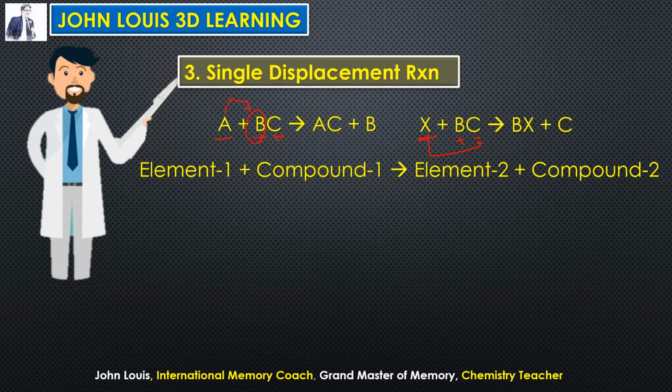So element 1 plus compound 1 gives element 2 plus compound 2. That is the exact meaning of this equation. Let us take this one. For example, you have taken zinc. Zinc is an element, it's alone, no? It's a positive element, we know, because its charge is plus 2. Then copper 2 sulfate. Copper is positive, sulfate is negative. Therefore, this is a compound.